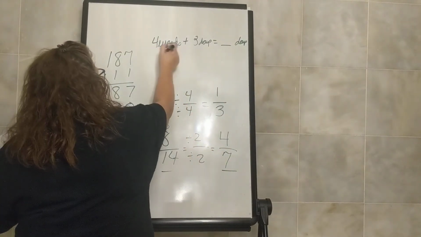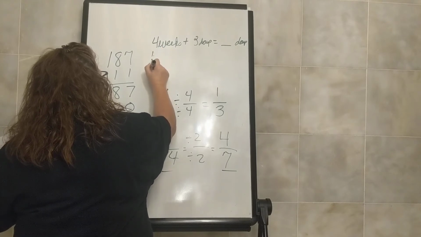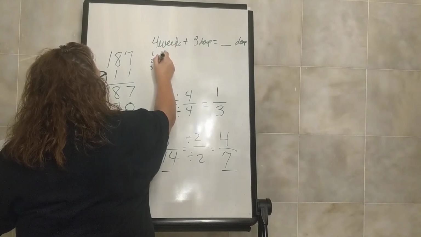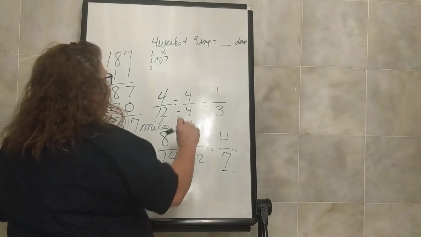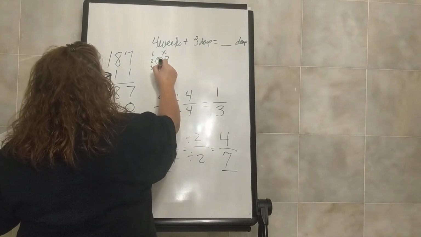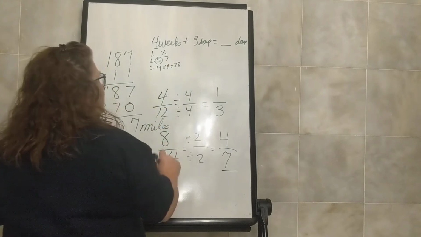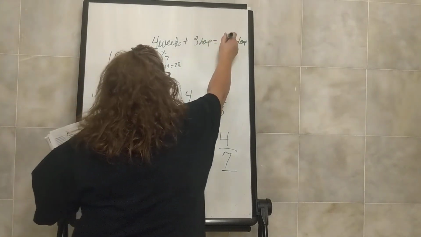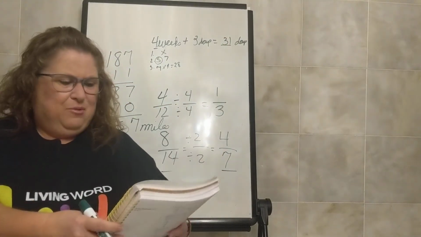So we're going to have to convert our weeks to days. If we're going from a week to a day, we're going from larger to smaller, so we will multiply. Our special number is 7 because there are 7 days in a week, and we will multiply our special number times our given number, and 7 times 4 is 28. So 28 days plus 3 days equals 31 days. So that is our answer.